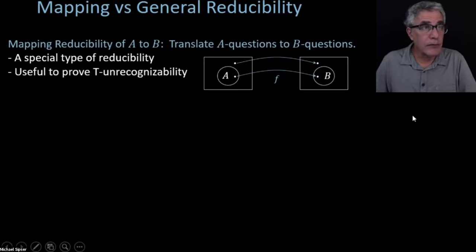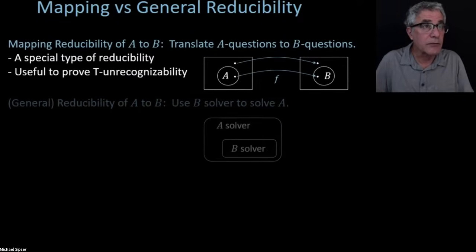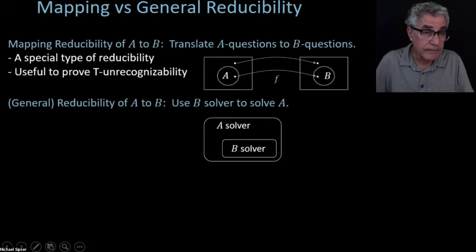So mapping reduction is a special kind of reducibility as opposed to the general notion, general reducibility where we started. And it's particularly useful to prove Turing unrecognizability. So when you want to prove Turing unrecognizability, as we'll see, the general reducibility is not fine enough in a way. It doesn't sort of differentiate things as well as mapping reducibility does. And for that reason, it's not always going to be useful to prove Turing unrecognizability. It's better for proving undecidability.